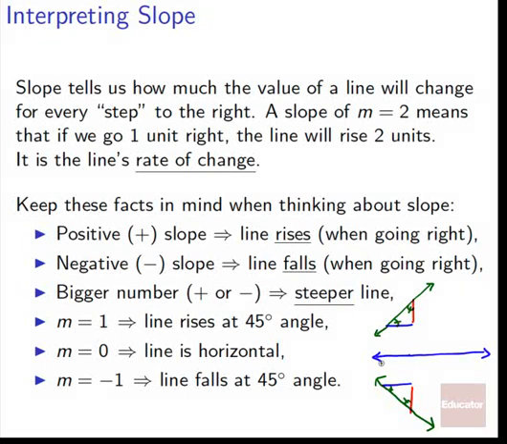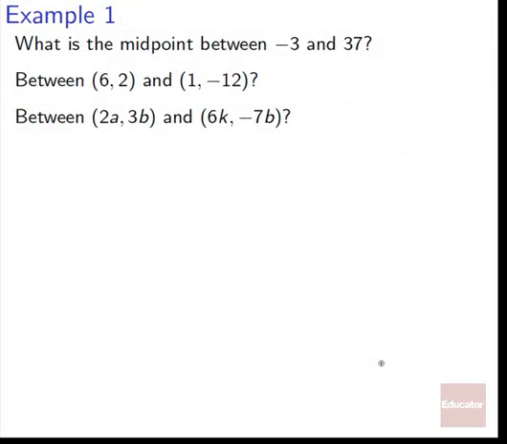Great. All right. Lots of ideas that we've covered here. Now we're ready to start talking about some examples. First, the idea of midpoints. If we've got a midpoint, we're looking between negative 3 and 37, then our formula, remember our formula for midpoints was just a plus b over 2. It's the average of the two. So the average of negative 3 and 37, put those two together, we get 34 over 2, which equals 17. So 17 is our answer.